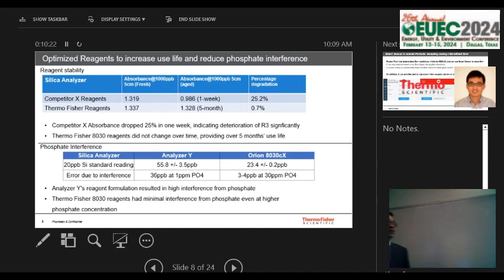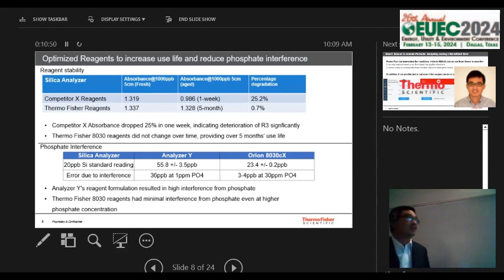And another thing we tested is phosphate interference. For plants that use phosphate as a corrosion inhibitor, sometimes they use it at 10 ppm, a few ppm. But for one of the competitive analyzers, we see that even at 1 ppm, when we add 1 ppm phosphate into a 20 ppb silica standard, it measures 56 ppb. So that's 36 ppb of measurement error. So you don't want this, right?